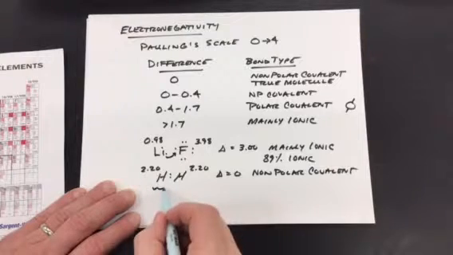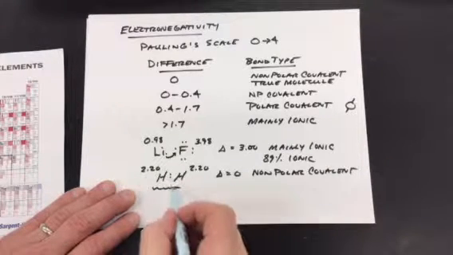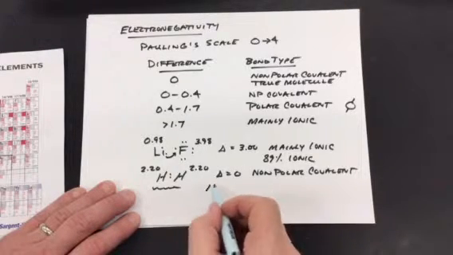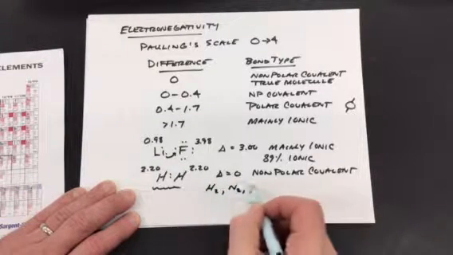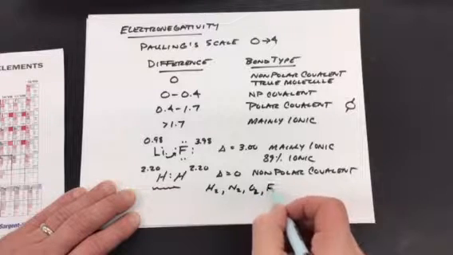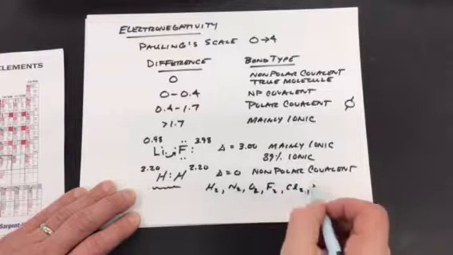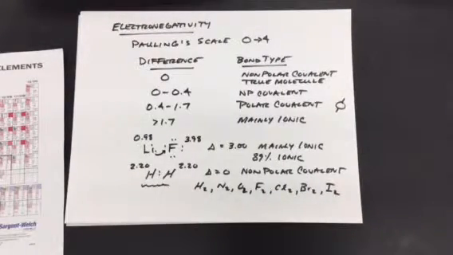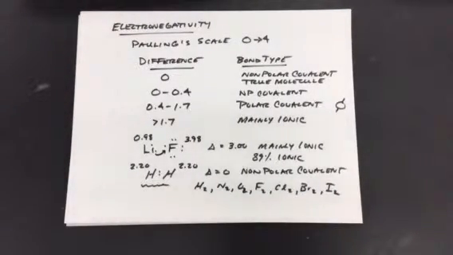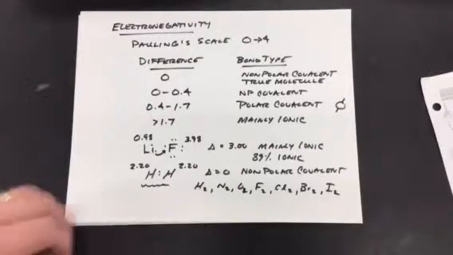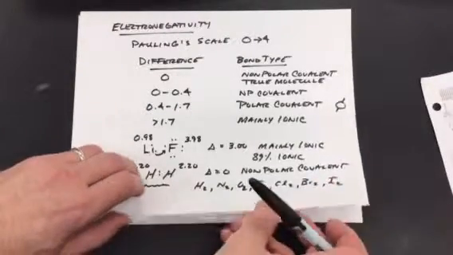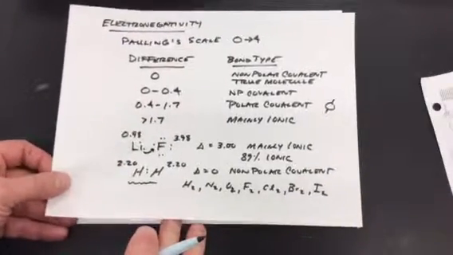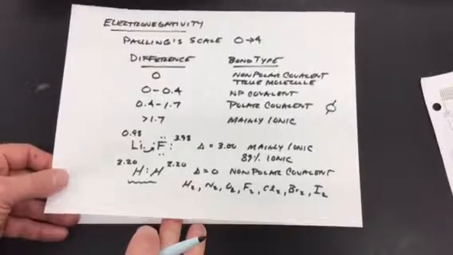Now that's going to occur for 7 pairs of atoms. Do you remember what they are? You know, I think you do. Hydrogen, nitrogen, oxygen, fluorine, chlorine, bromine, and iodine. Those are the true molecules. That's how they exist at standard conditions as elemental form. And so then those will be true molecules. Everything else is going to be a combination of ionic or non-polar or polar covalency.